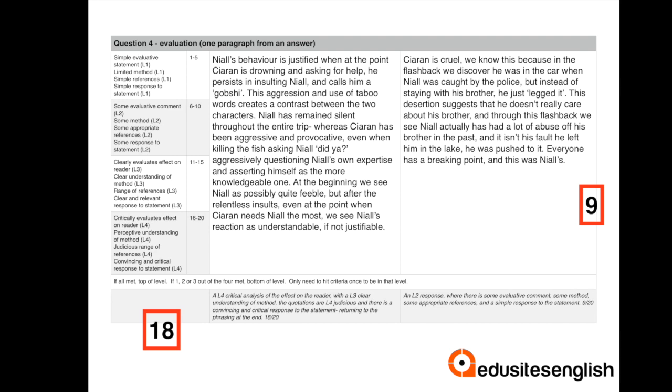I gave it 18 because I wouldn't say that was a convincing and critical response to the statement, because it doesn't return to it quite as successfully as one I'm going to show you in just a moment. So I place that at 18 out of 20.